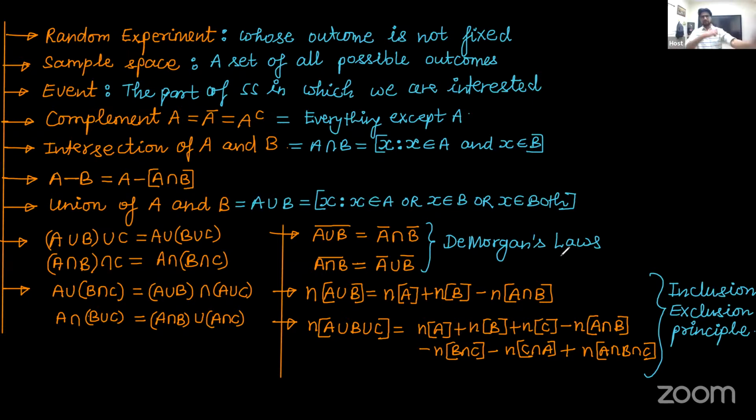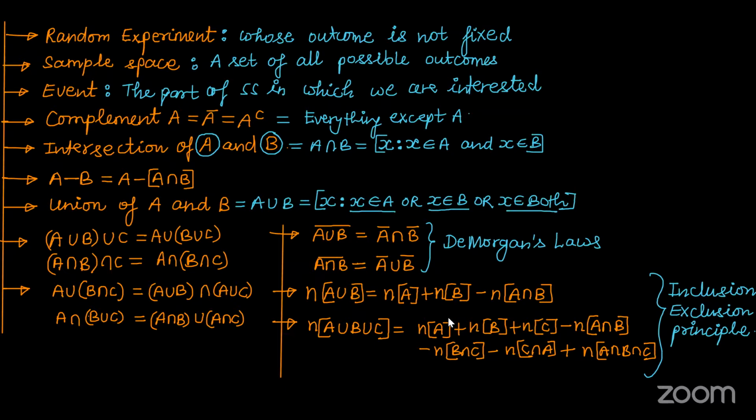From the point of view of probability, intersection means simultaneous occurrence of A and also B. But when you say union, then it is the occurrence of A, or the occurrence of B, or the occurrence of both. It means at least one happens. Either A happens or B happens, or maybe both are happening.